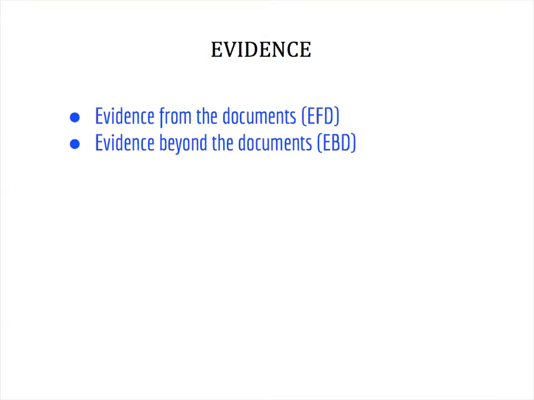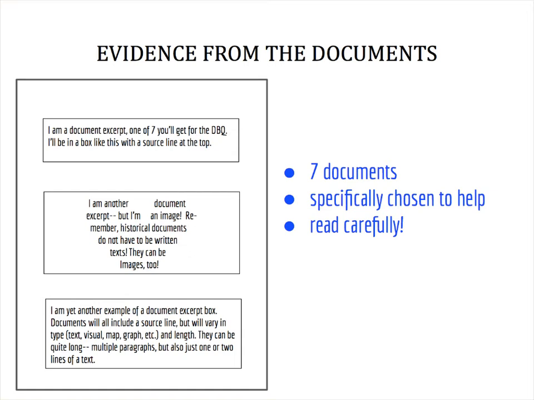The second part of your argument is the evidence you use to support your thesis. For the DBQ, your evidence comes mostly from the documents provided, but you are also required to provide at least one example of evidence beyond the documents. Let's talk about evidence from the documents first. You'll get 7 documents to work with on the DBQ.